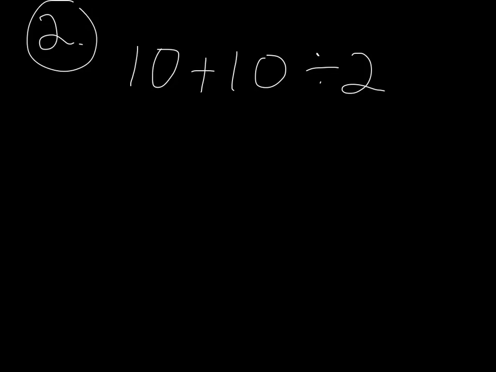Number 2 is 10 plus 10 divided by 2. Doing our order of operations, again, no parentheses, no exponents this time. Multiply and divide, yep, we have 10 divided by 2. So we would write this now as 10 plus, well, 10 divided by 2 is 5. So now I have 10 plus 5, and that is 15.